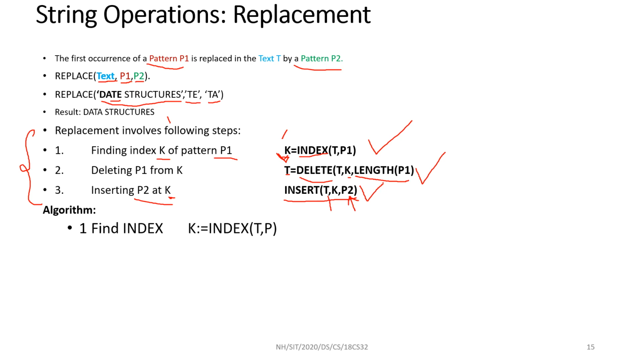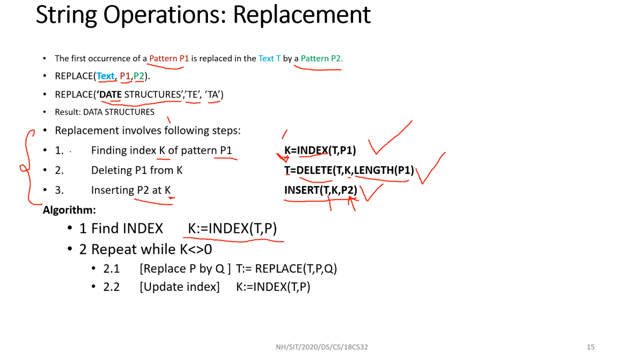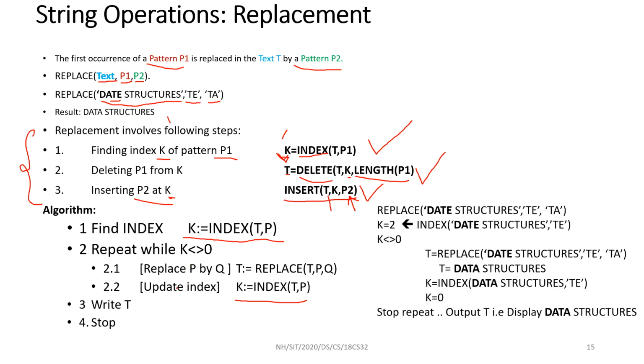Algorithm is like this. First is to find out the index: k equal to index of T comma P. That is the first step. Second step, the replacement: replace of T comma P comma Q. The first occurrence is replaced. You have to repeat and find out whether any more occurrence of that pattern is there or not. We are going to replace all occurrences of pattern P1. All occurrences of P1 are replaced by P2. Again to repeat it, find out k value again. If k value is 0, stop. Display, print it.